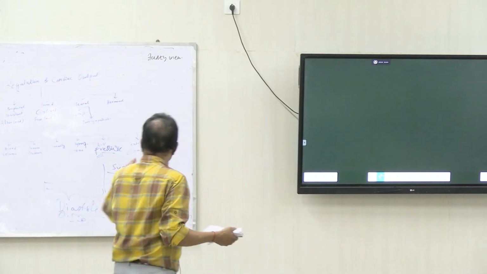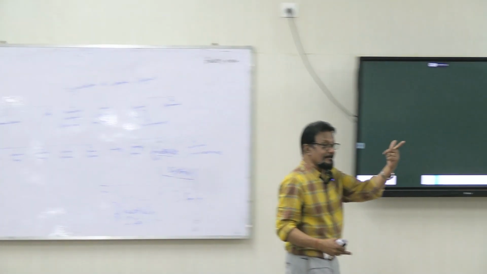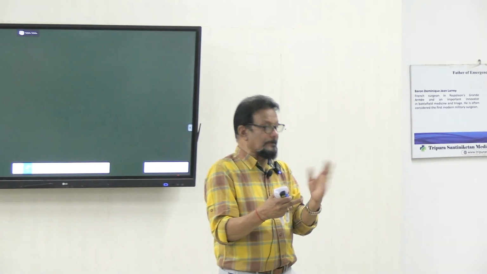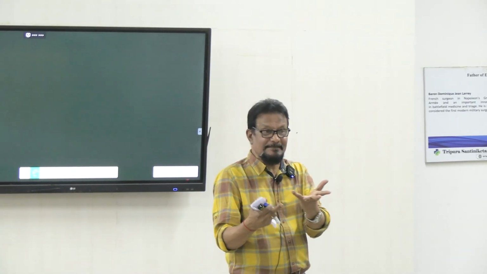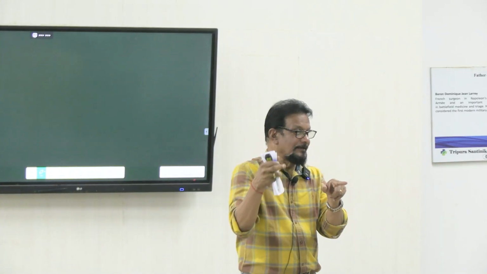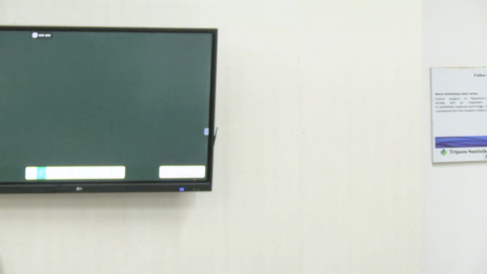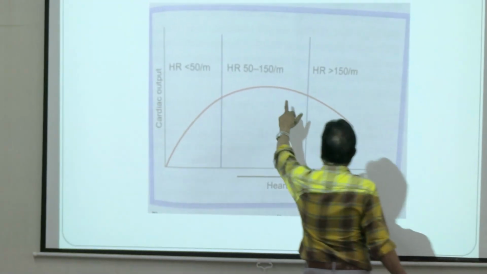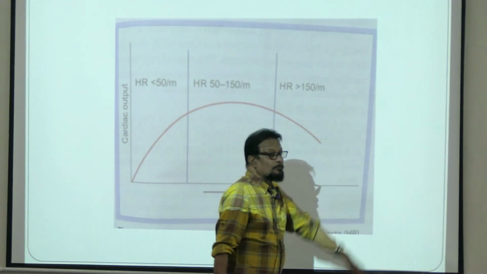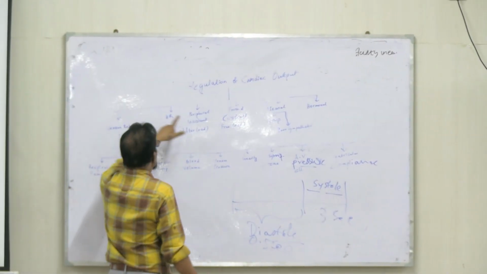So if time is reduced because of increase in heart rate, the filling time is less. As a result, less blood will enter because the time for filling is less. So less stretching, less stroke volume. So stroke volume into heart rate may be less than 5 liters. Here it happens: there is shortening of the relaxation time. As a result, total cardiac output is reduced. This happens when heart rate is more than 150. So this way, heart rate can affect cardiac output.